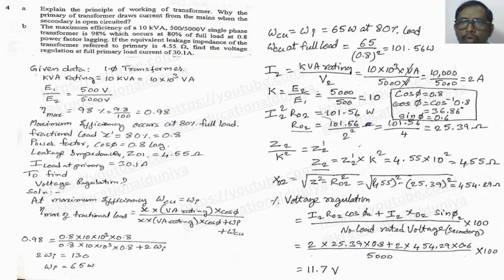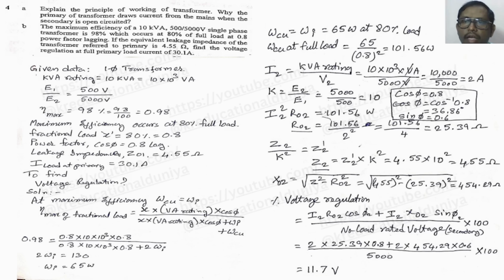So WCU value is 101.56 watt. I2 equal to kVA rating by V2, generally kVA is volt amperes. So I2 V2 equal to kVA rating. So I2 equal to kVA rating by V2, that is 10 into 10 power 3 by V2, that is E2. So E2 value is 5000. So 10 into 10 power 3 by 5000, we got 2 amperes. So here I2 current is 2 amperes. Next, transformation ratio K equal to E2 by E1. E2 value is 5000 and E1 value is 500, that equals 10. So K value is 10. Next, we need to find out the cos phi value.